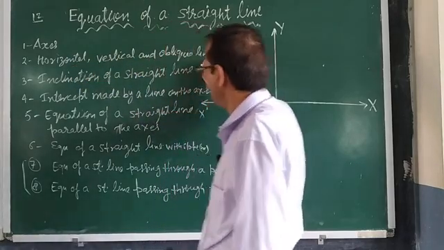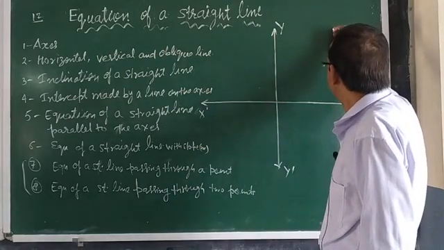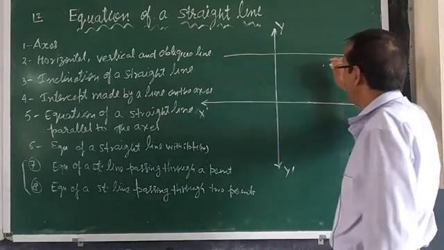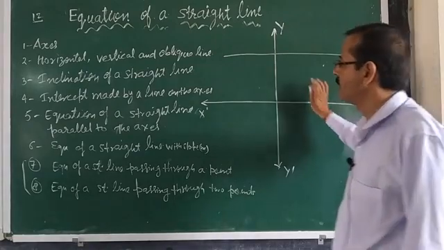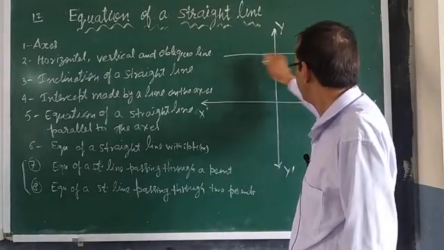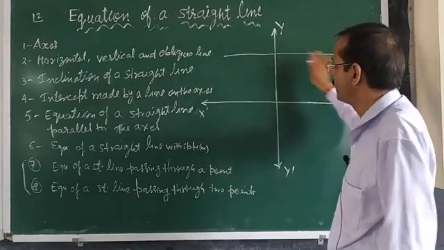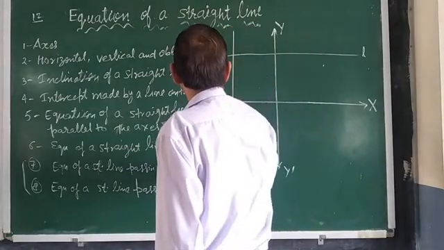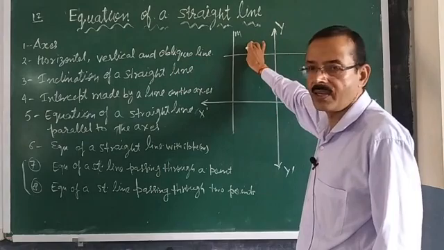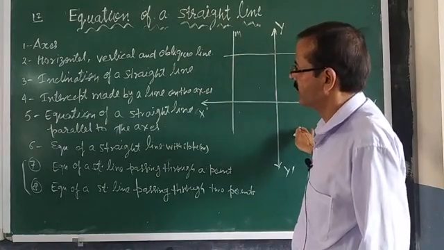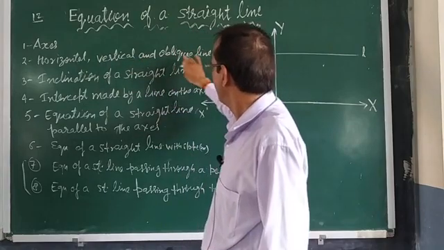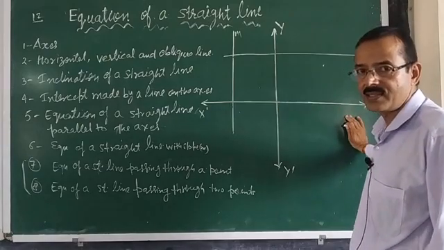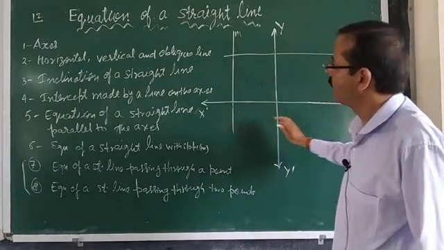If we draw any line which is parallel to the x-axis, that is called a horizontal line. So this is horizontal. This is the line L, that is horizontal to the x-axis. And if we draw any line which is parallel to the y-axis, suppose this is line M, so this line is parallel to the y-axis. So horizontal and vertical means that this line L is parallel to the x-axis and this line M is parallel to the y-axis.